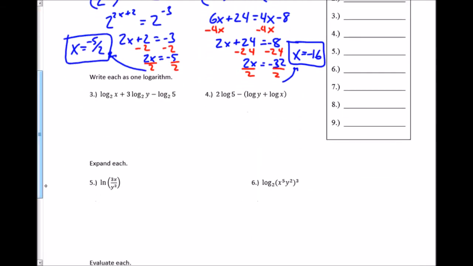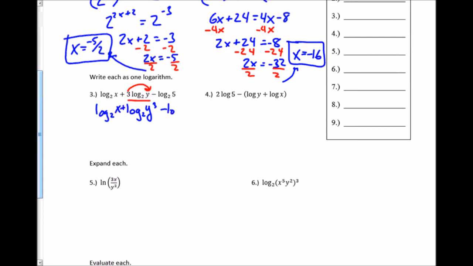If I look at the next one, I want to rewrite each of these as one logarithm. So the first one, if I want to condense this into one logarithm, I'm going to follow order of operations here. I'm going to take care of this multiplication first. That multiplication I can bring up as an exponent. That's part of my properties of logarithms. So it becomes log base 2 of y to the third. Everything else I'm just going to rewrite here.